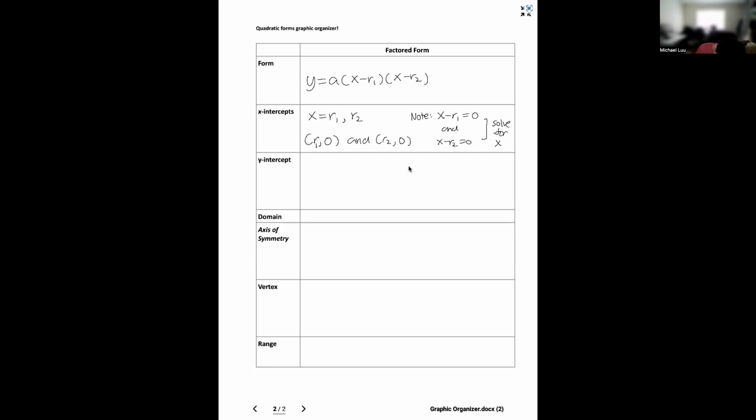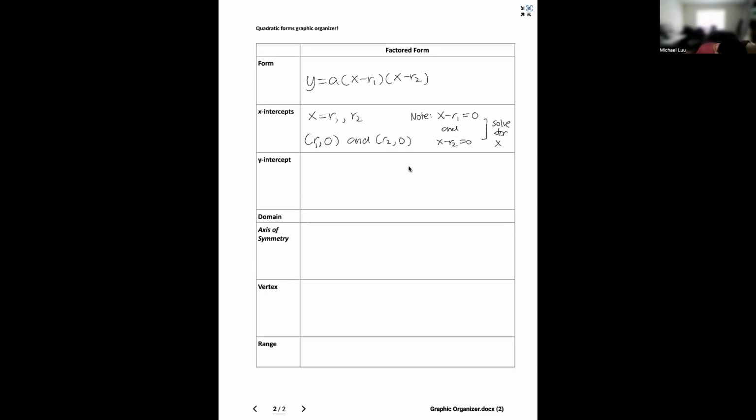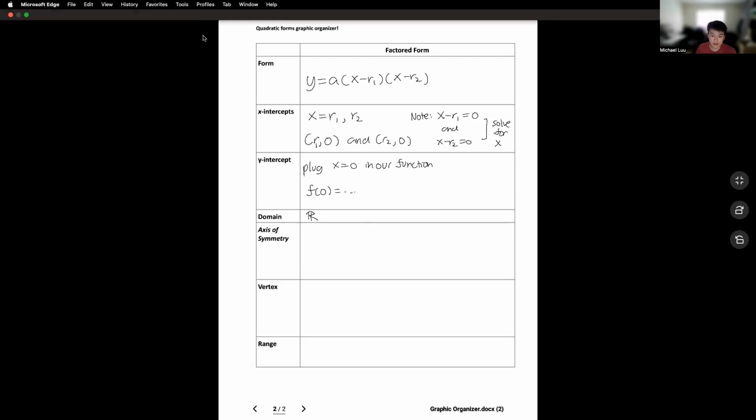The y-intercept is going to be the same thing as what we did in vertex form, where you just plug x equals 0 into our function. So again, f of 0 is equal to... The domain is still the same, still all real numbers. And then this is where the hard part comes in.